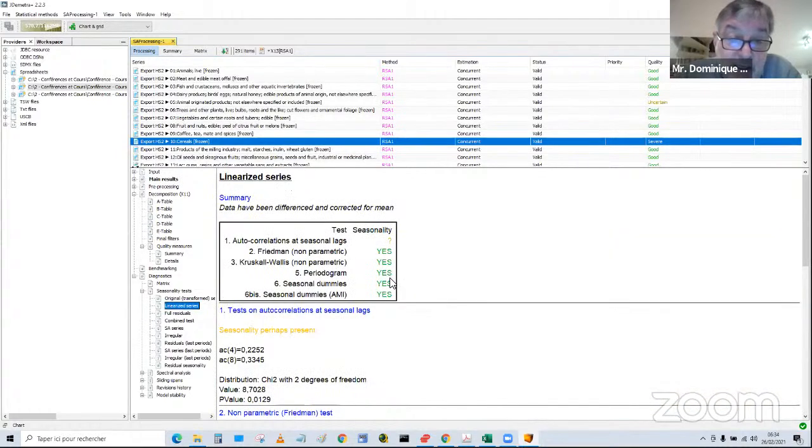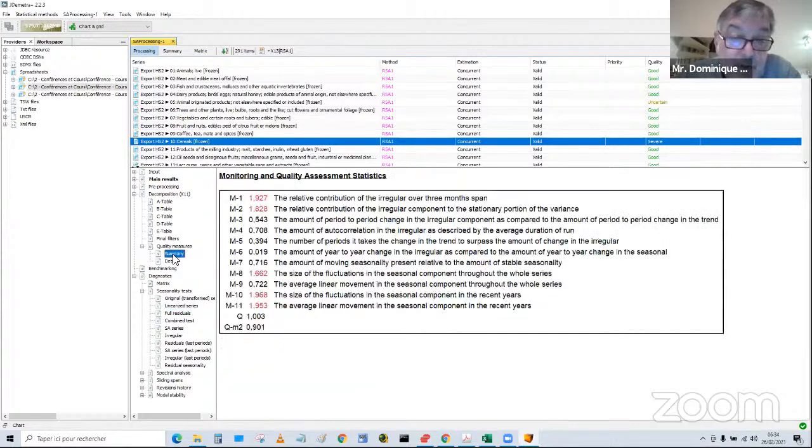So basically, a seasonal component is detected, okay? Let me have a look to the summary measures. As expected, I do have a problem at the end because of the evolution. I have also a problem in the irregular, but let it. So I have some problems here.